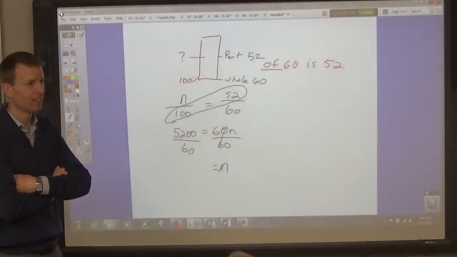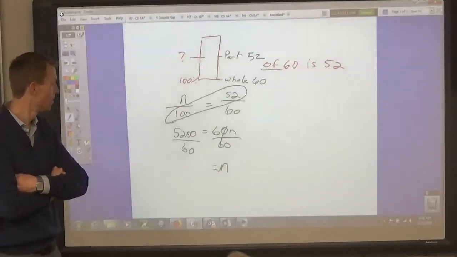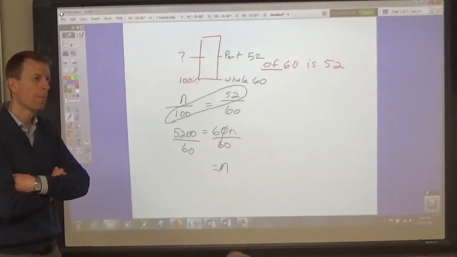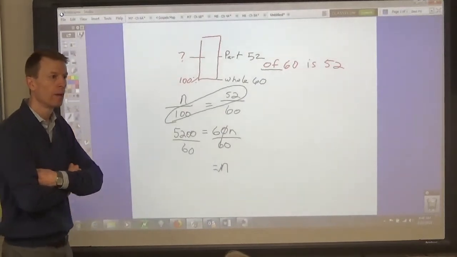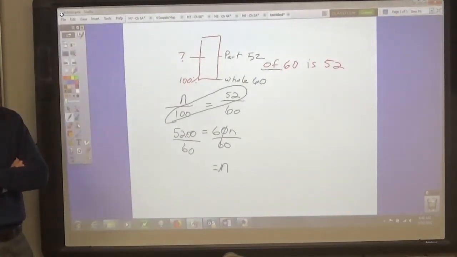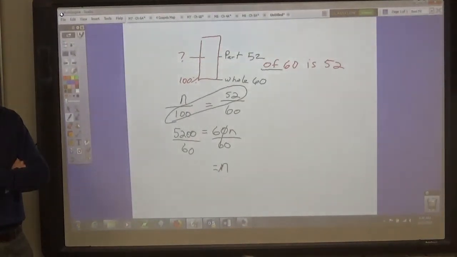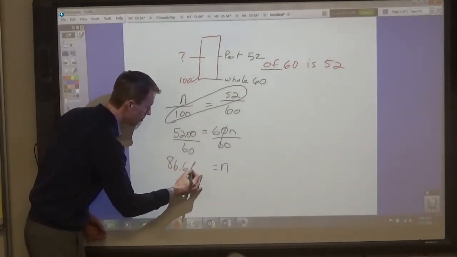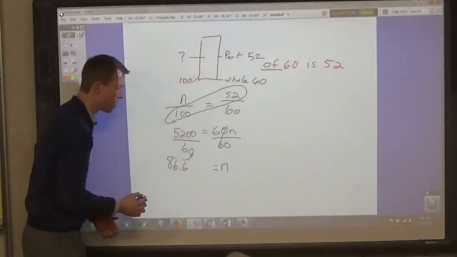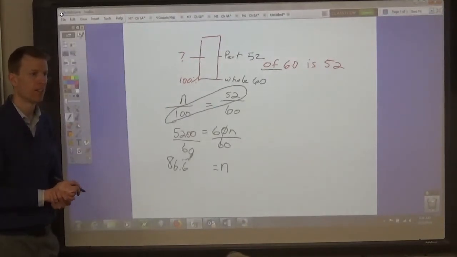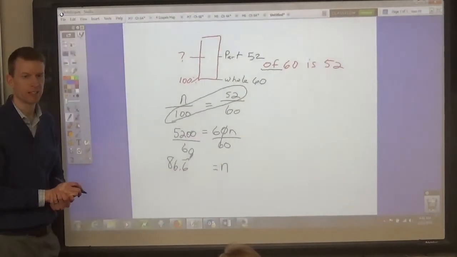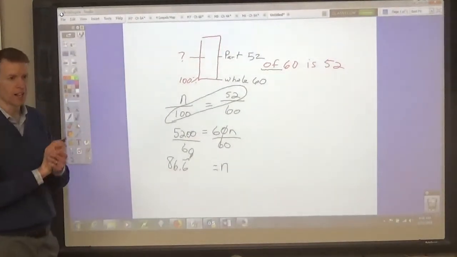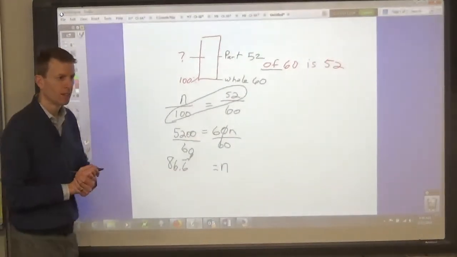52 and 5,200 divided by 60 is 86.6 repeating. Okay, what is 0.6 repeating as a fraction? 86.6 repeating, he said. What is that as a fraction? 0.6 repeating, 6/10 repeating. It's one that you need to memorize. Okay?